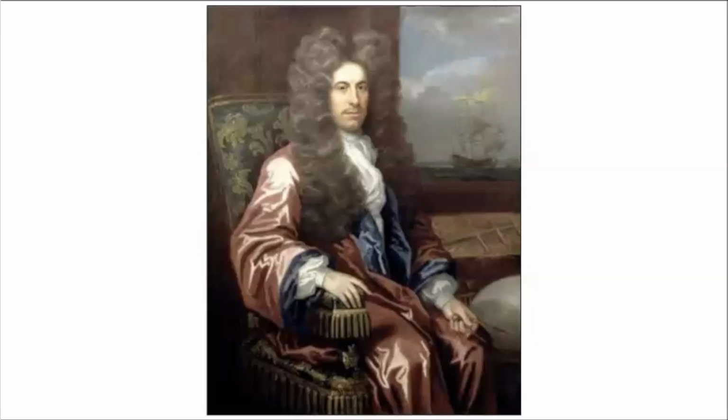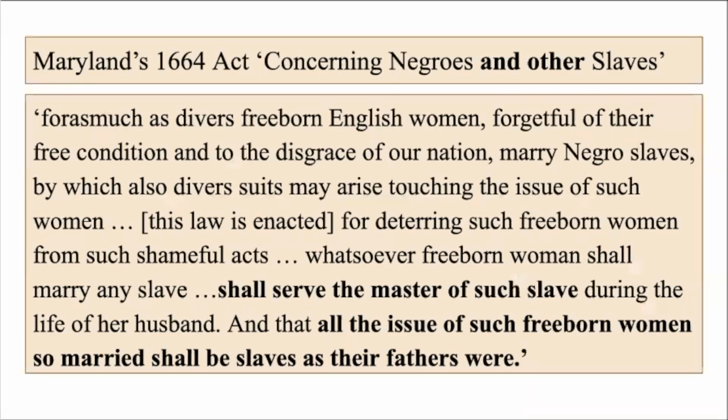Irish Nell's work on the plantation was extensive, and Boorman purchased Nell's services or indenture from Baltimore. Also, in 1681, after Baltimore's return, Maryland updated the 1664 Act concerning Negroes and other slaves. And again, that's the name of the act.